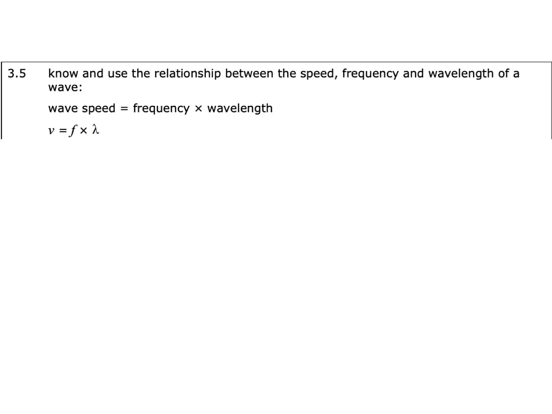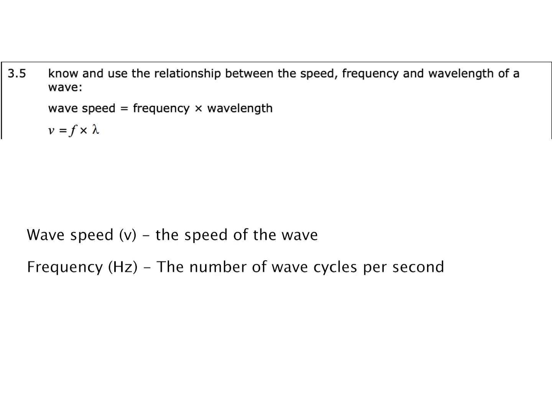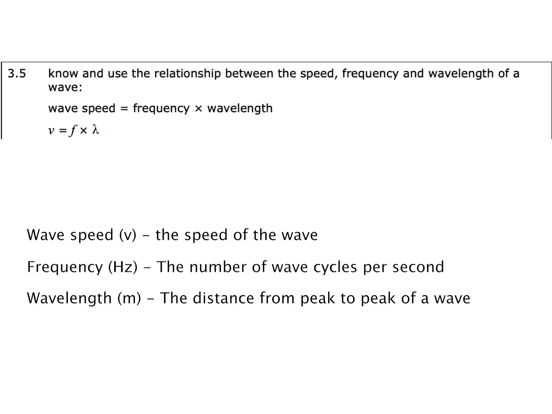Now we move on to spec point 3.5, and this is the wave equation, where we have wave speed equals frequency times wavelength. Wave speed is the speed of the wave, and it is measured in meters per second. Frequency is how many waves there are per second, and it is measured in hertz. And wavelength is that distance from peak to peak of the wave, and it is measured in meters.